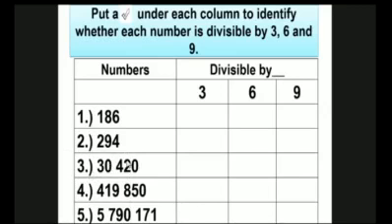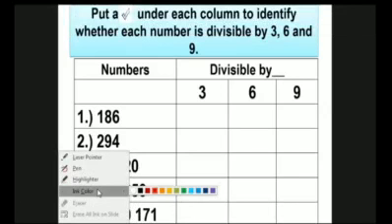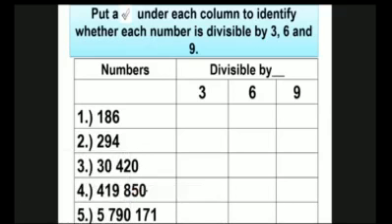Okay, so it says here that we have to put a check under each column to identify whether each number is divisible by 3, 6, and 9. So number 1, 186. Is it divisible by 3? So 1 plus 8, 9 plus 6 is 15. The total of the digits is 15, and that's divisible by 3.